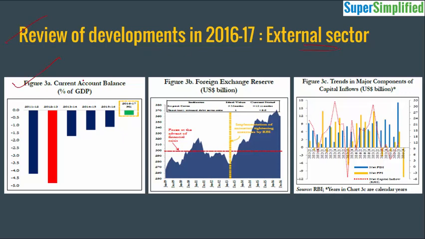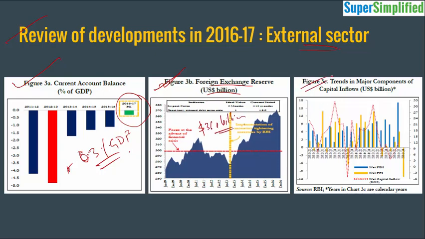So if we talk about the current account deficit as a percentage of GDP, then for 2016-17 it was only 0.3% of GDP, which is a very good figure. Then coming to the second graph, here they have plotted the foreign exchange reserves in US dollars. We saw a rise in the reserves, and presently the reserves are US dollars 360 billion.